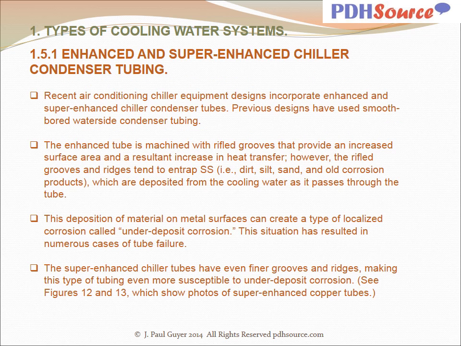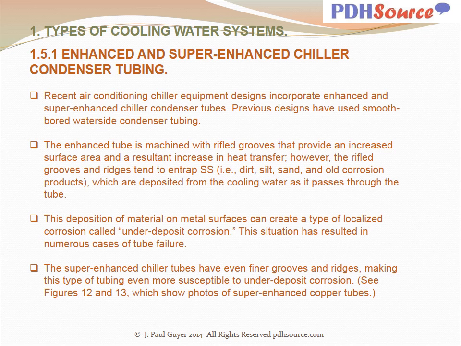Now some comments on enhanced and super enhanced chiller condenser tubing. Recent air conditioning chiller equipment designs incorporate enhanced and super enhanced chiller condenser tubes. Previous designs have used smoothbore waterside condenser tubing. The enhanced tube is machined with rifled grooves that provide an increased surface area and a resultant increase in heat transfer. However, the rifled grooves and ridges tend to entrap dirt, silt, sand, and old corrosion products which are deposited from the cooling water as it passes through the tube.